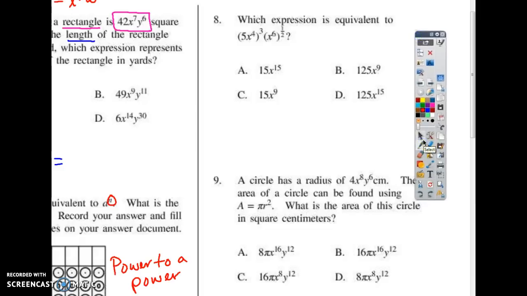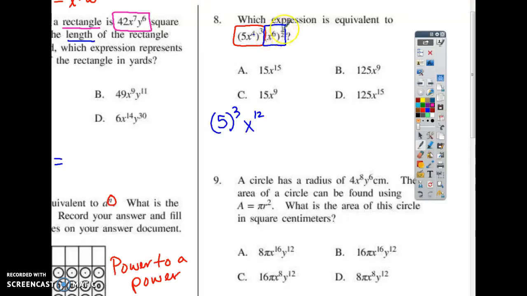Okay, so this one has 3 things that we're going to do. You need to deal with this first, and then you're going to deal with this second, and then you're going to multiply them third. So let's do this first. That's 5 to the 3rd power. Right? And then that's 3 times 4, x to the 12th. Right? Okay.